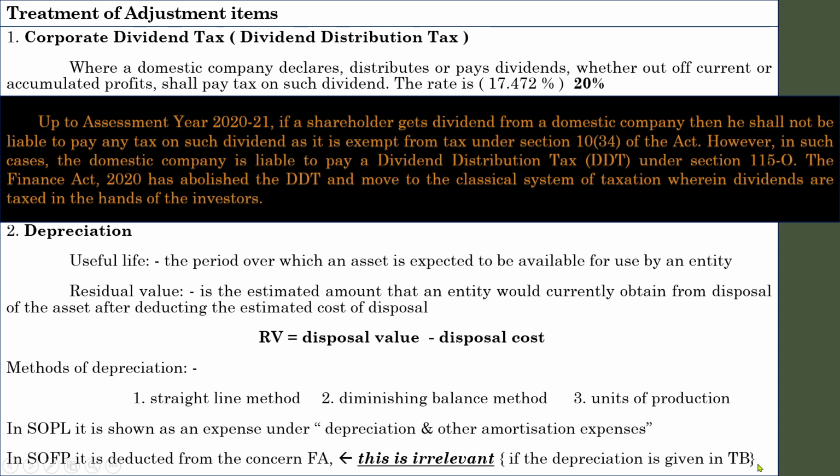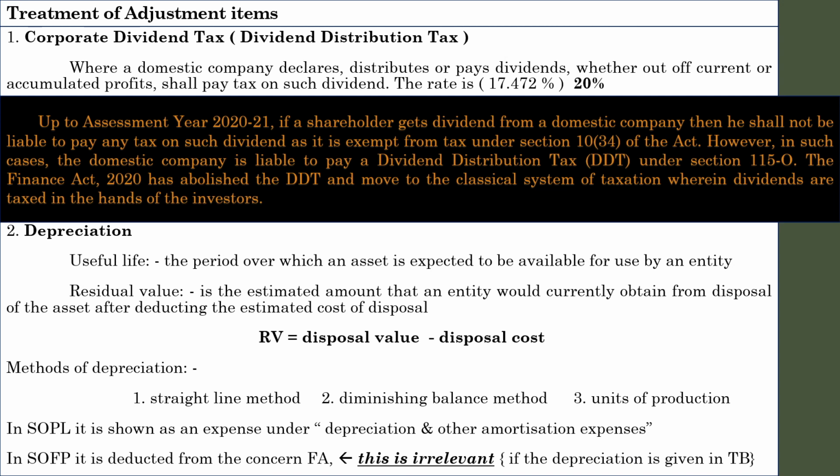So if an item is given in the trial balance, do we have to show that particular item twice in any part of the financial statement? No, we don't have to. So if depreciation is given in the trial balance instead of as additional information, you have to show the depreciation only in the statement of profit and loss. Never show the item as a deductible value from the fixed asset in the statement of financial position if the depreciation is given in the trial balance.